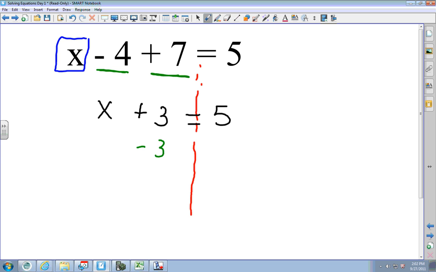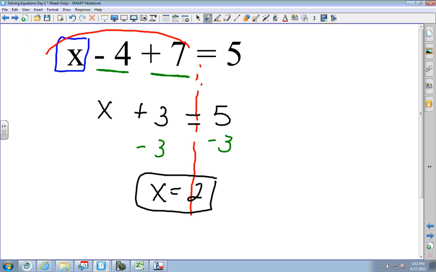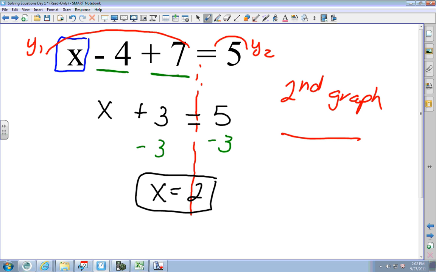Now you just solve this like normal. You should subtract 3 from each side, and I'm going to put x equals 2, and I'm going to box my answer. Now to remind you how to check this in the calculator, you're going to put the left-hand side into y1, right-hand side into y2. You're going to press second graph. You're going to look and see where y1 and y2 are the same, to see if x is 2.